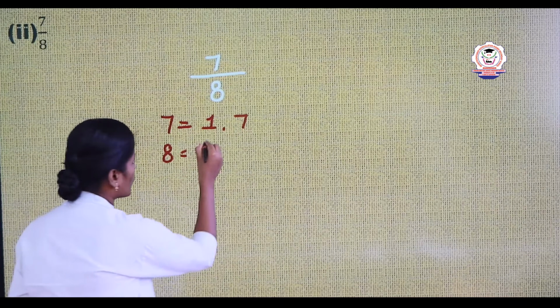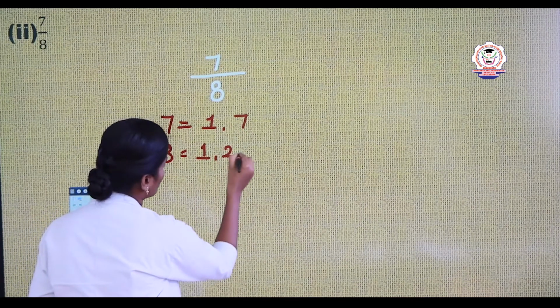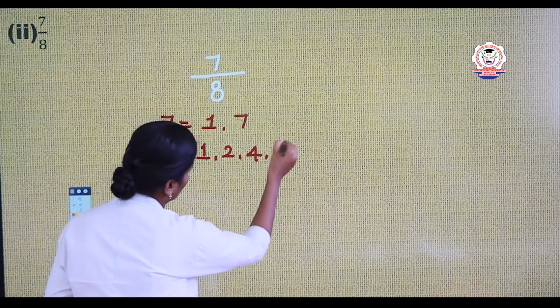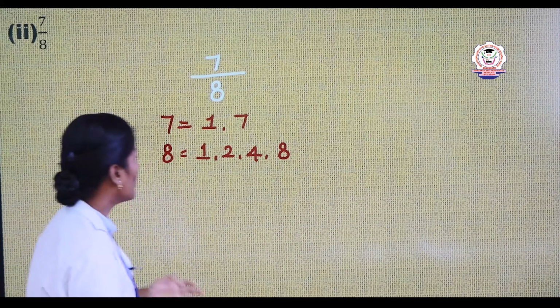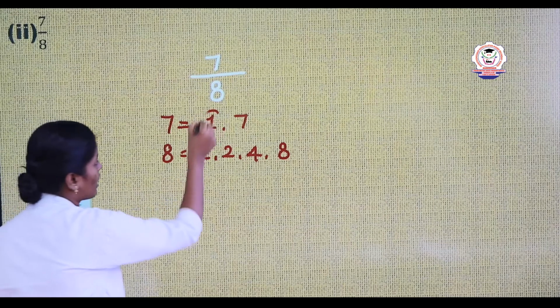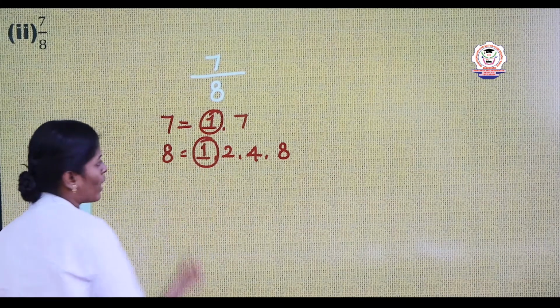Next we will take the 2 table. 2 4s are 8, 4 2s are 8 and 8 1s are 8. Now we are going to pick the common number. We have the common numbers are 1 and 1.